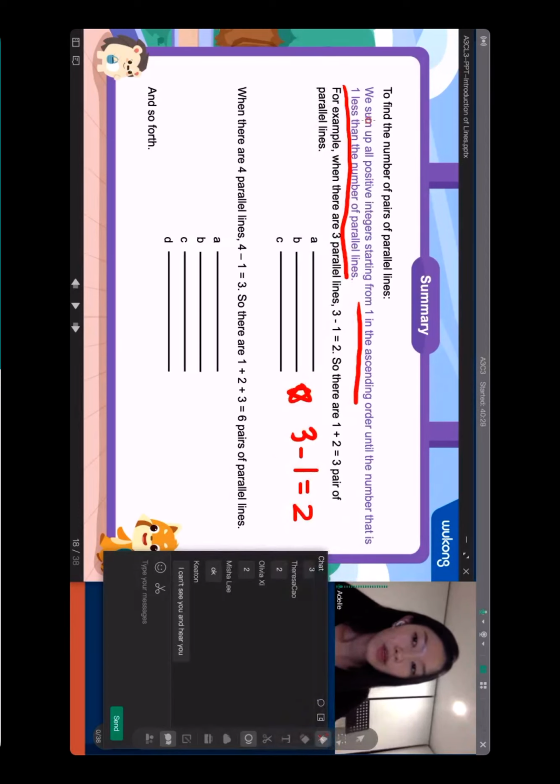And then we're going to look at what they said about summing up all positive integers. What does sum up mean? Adding up, yeah? So we're going to add up all the positive integers starting from 1 in ascending order. So ascending, we're going to go up. We go from 1, and then 2, until the number that is 1 less than the number of parallel lines, which we found is 2. So we're just going to go up from 1 until we reach that number, which is 2 in this case.